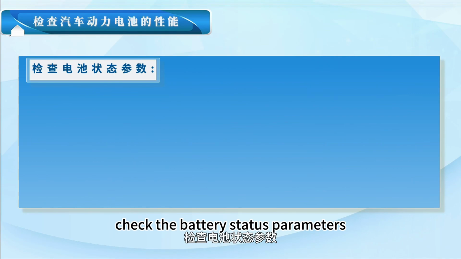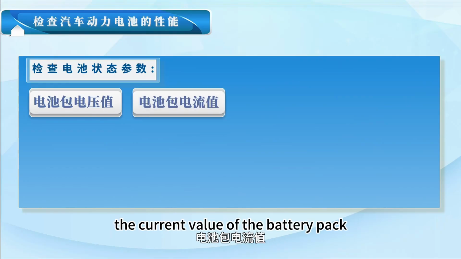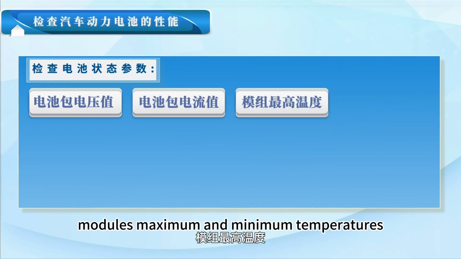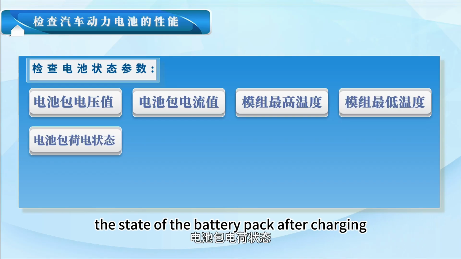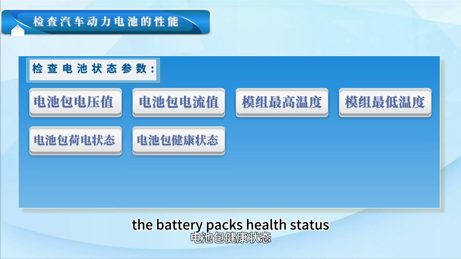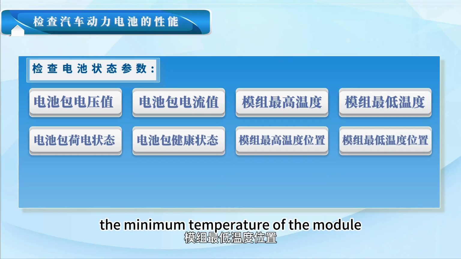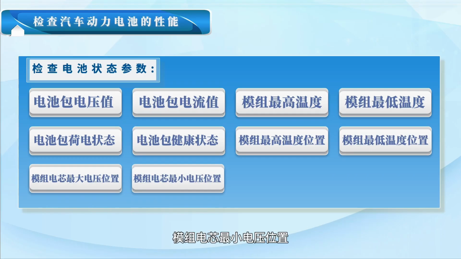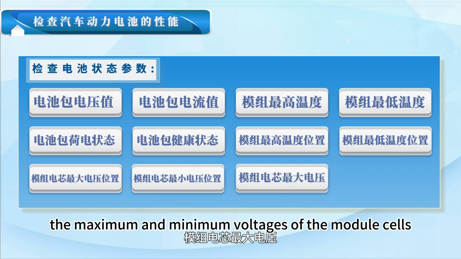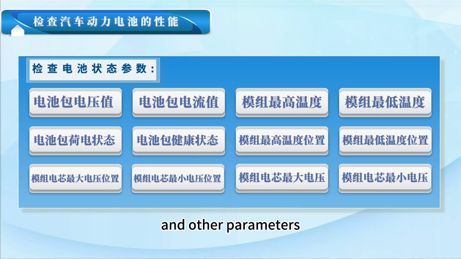Check the battery status parameters, including the battery pack voltage, the current value of the battery pack, the module's maximum and minimum temperatures, the state of the battery pack after charging, the battery pack's health status, the maximum temperature position of the module, the minimum temperature of the module, the maximum voltage position of the module cell, the minimum voltage position of the module cell, the maximum and minimum voltages of the module cells, and other parameters.